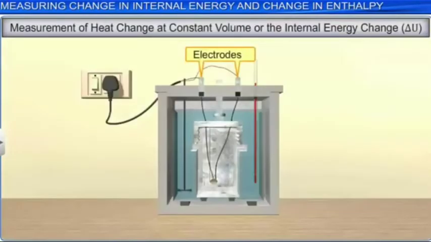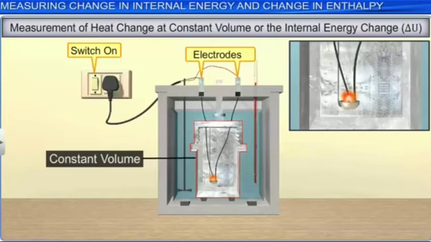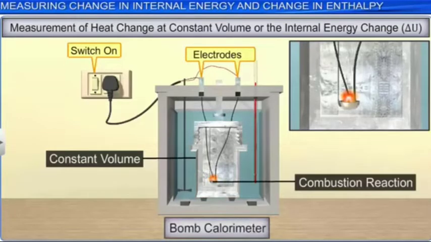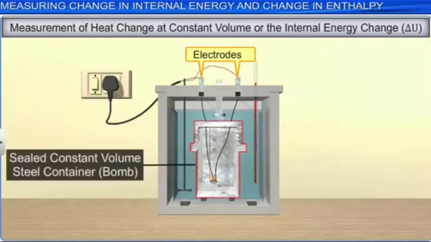Let us first discuss the measurement of heat change at constant volume, or the internal energy change, delta U. The reactions that can be most easily studied under constant volume conditions are the combustion reactions, and the apparatus used for this purpose is called the bomb calorimeter. It consists of a sealed constant volume steel container known as the bomb, in which the reaction takes place.